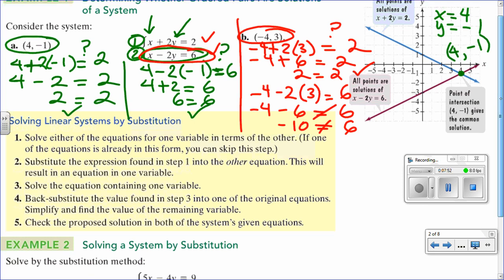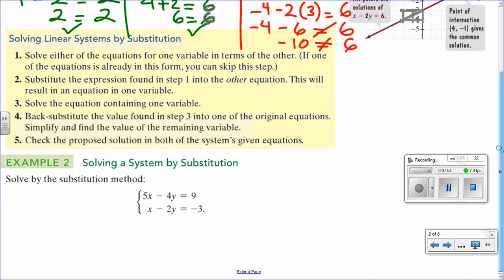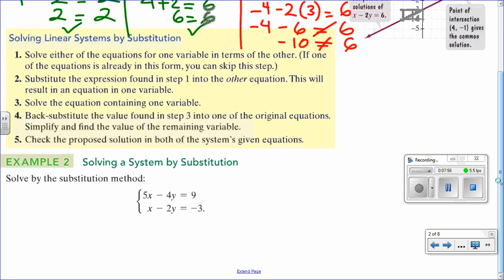Okay, now we're not going to test if a point is a solution, but we're actually going to find the solution of a system by following the steps that we have here. So this method is called substitution. And what we do is first we solve either of the equations for one variable, in terms of the other. If one is already solved in terms of the other, we skip the step, obviously.